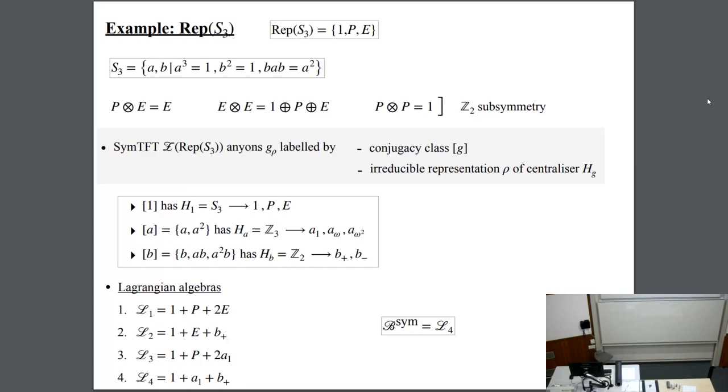the SymTFT is, I can do the exercise of computing all the Lagrangian algebras. This just amounts to solving a bunch of algebraic conditions, and it turns out that there are 4 Lagrangian algebras. In particular, this one, L4, is the one that has the property that it realizes Rep S3 symmetry, so it's the one that I fix as my left symmetry boundary.